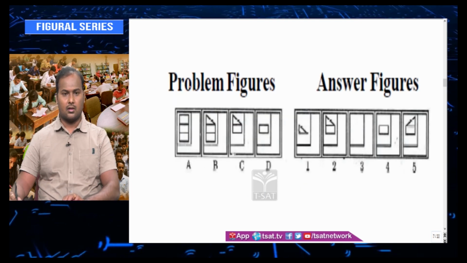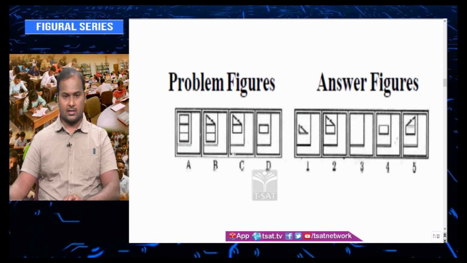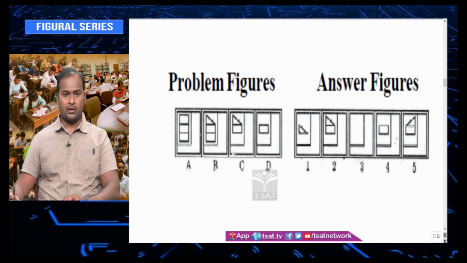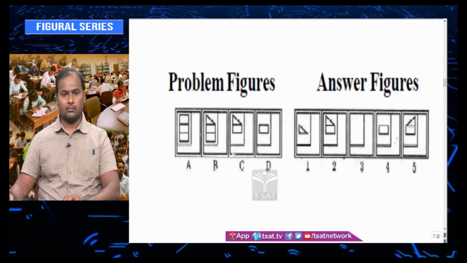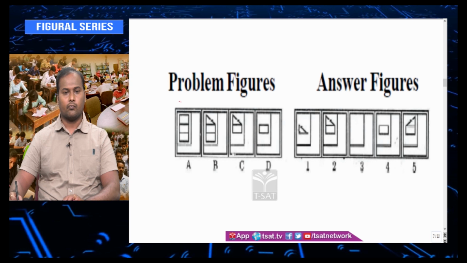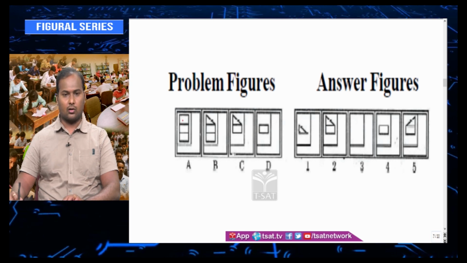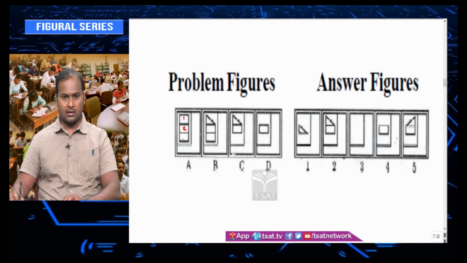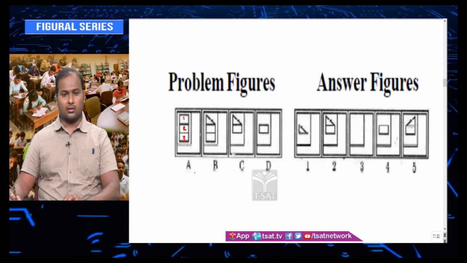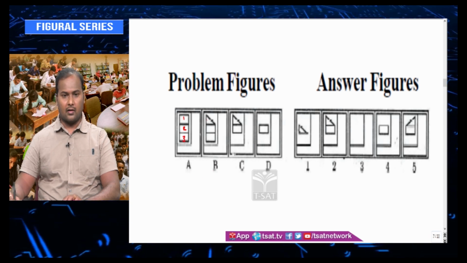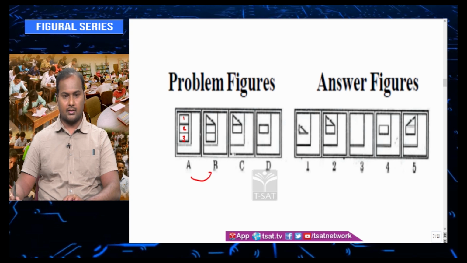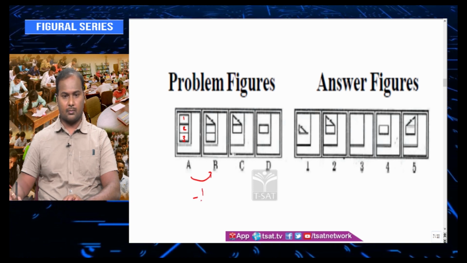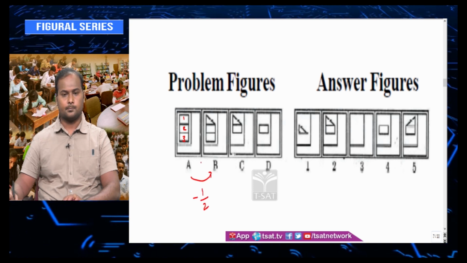See this question. Problem figure and answer figures are there. So try to observe the change from A to B, B to C and C to D and apply the change and get the answer. See in option A, there are total how many blocks are there? 3 blocks are there. So this is one block, imagine, this is second block and this is the third block. The moment you come to the B figure, half is removed. So here I can directly say that half of the block is removed. So minus half I can say.